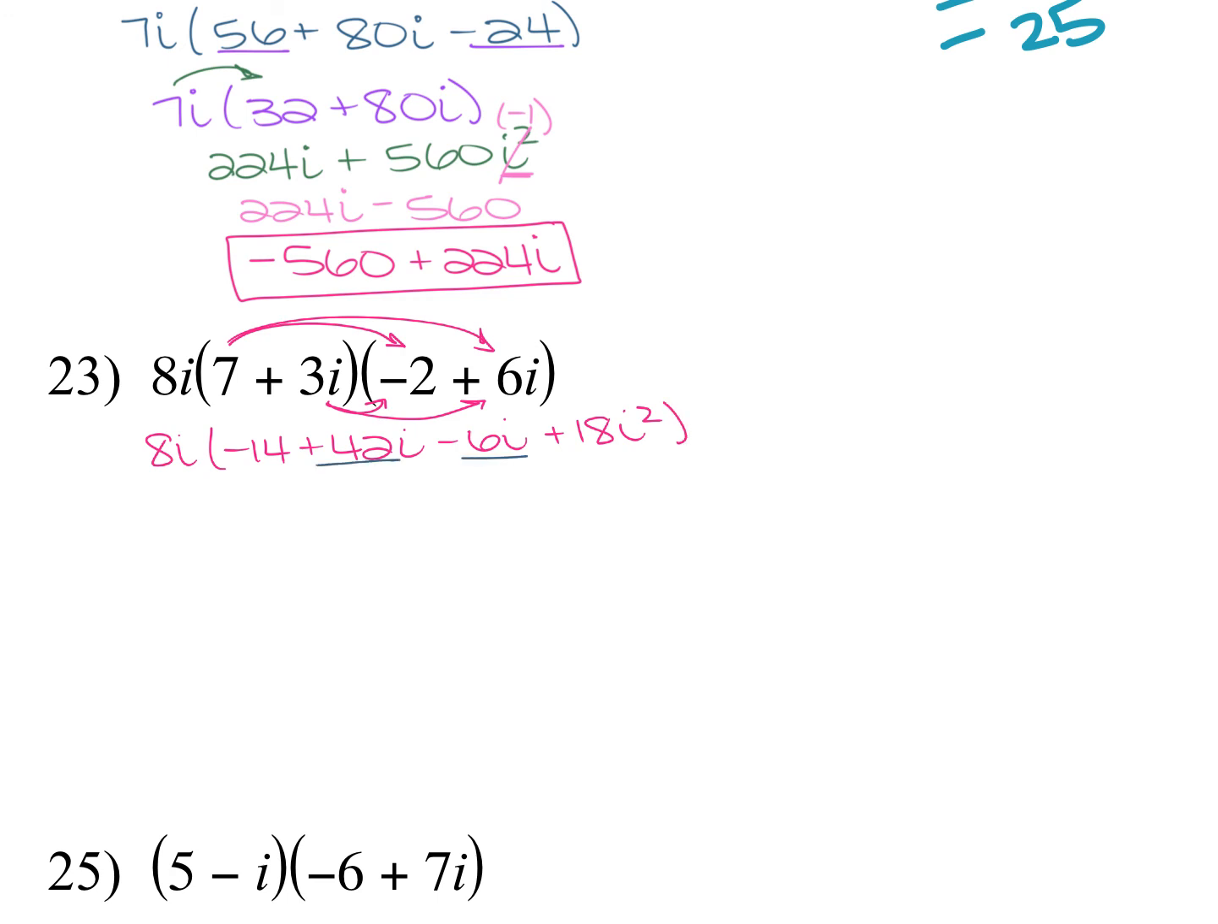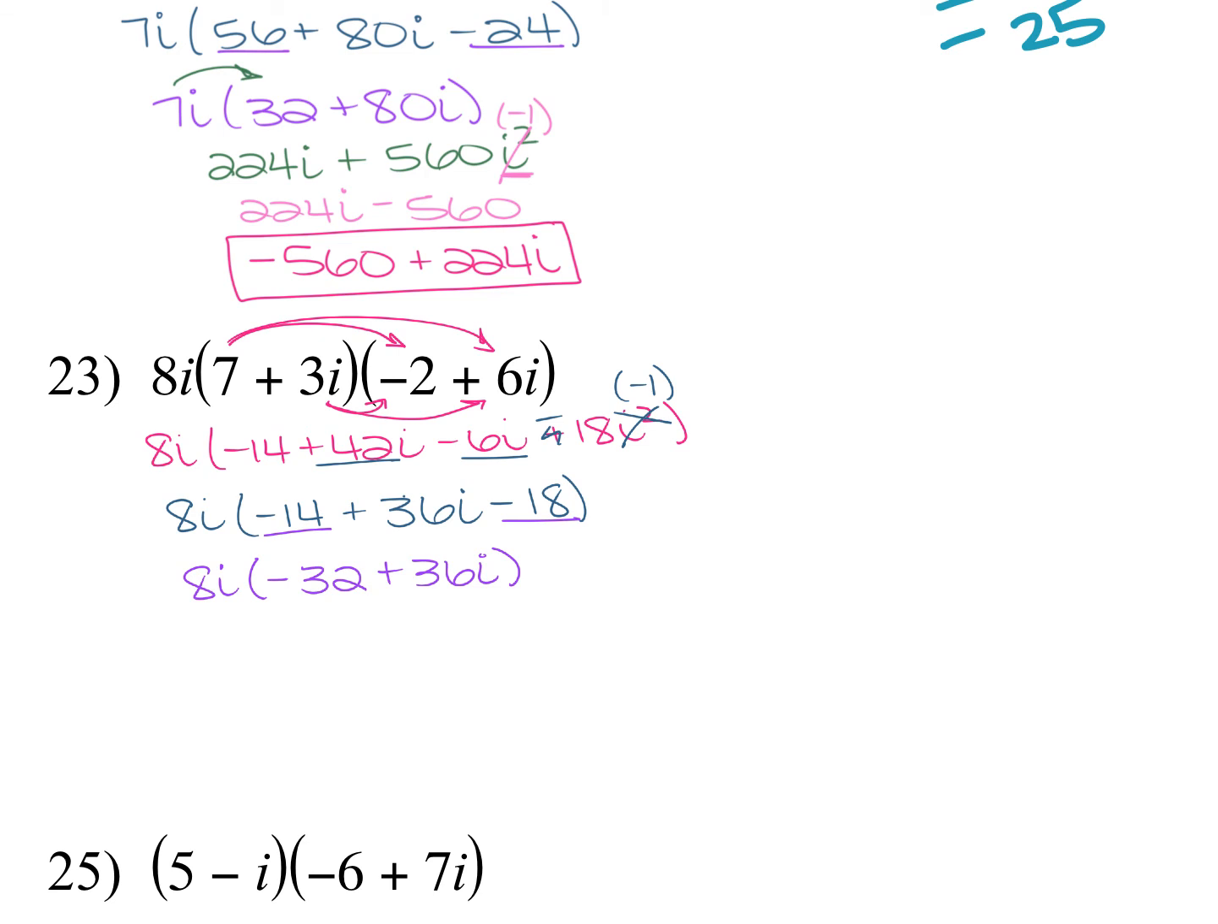Combine like terms. Simplify that i squared to be -1. Turn that 18 to be -18. So it's going to give us 8i times -14 plus 36i minus 18. Combine your like terms once again with the -14 and the -18. So it's going to give you 8i times, they're both negative, so they're going to stay negative. That's going to be -32 plus 36i.